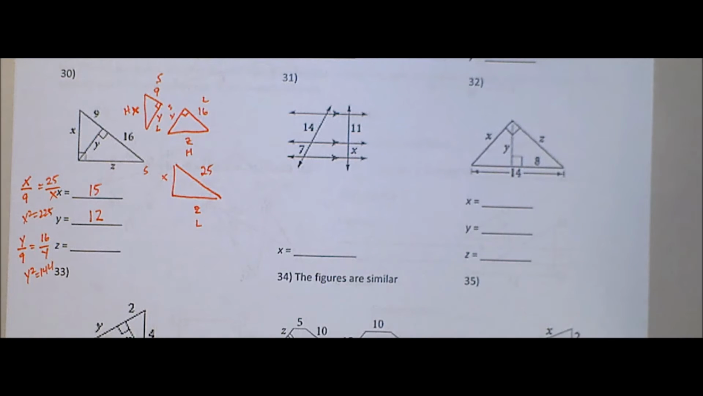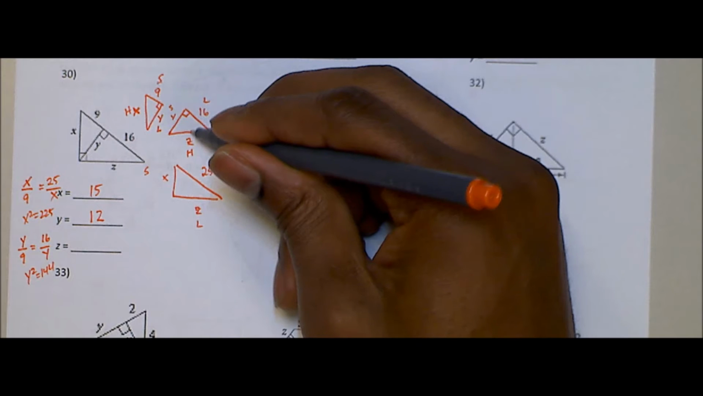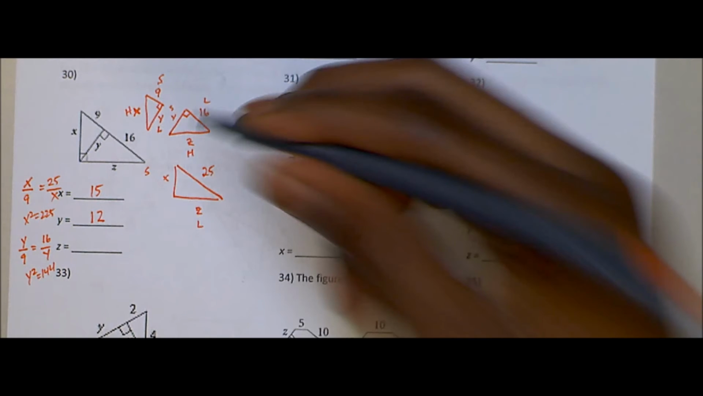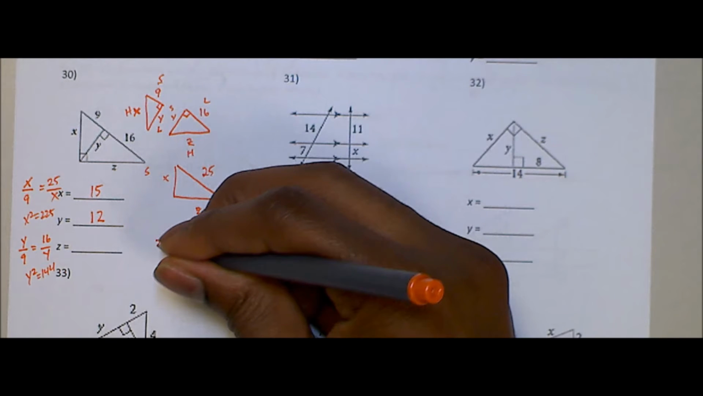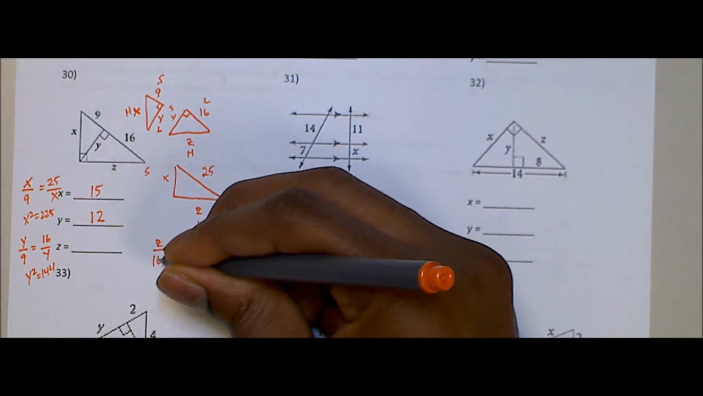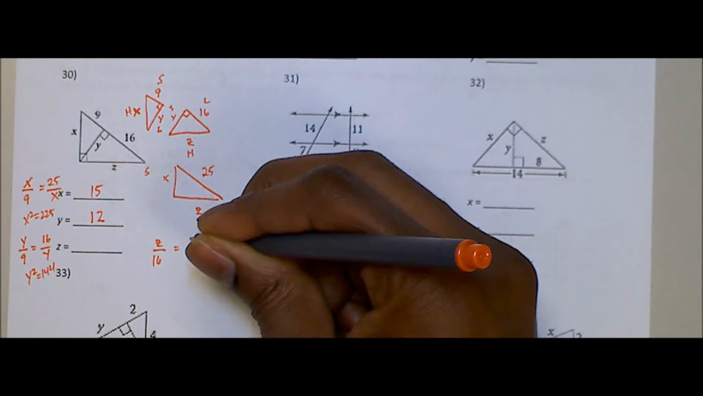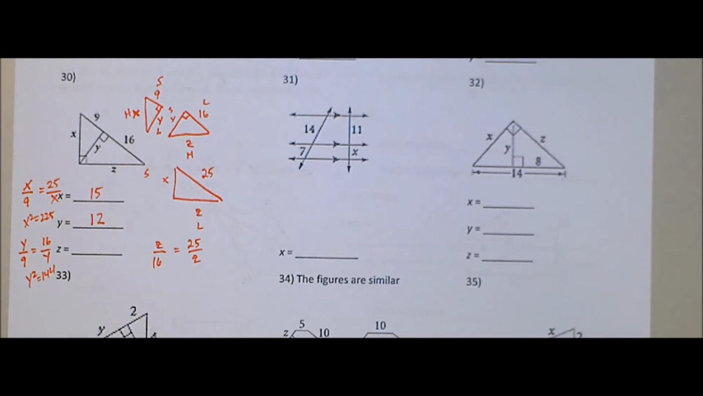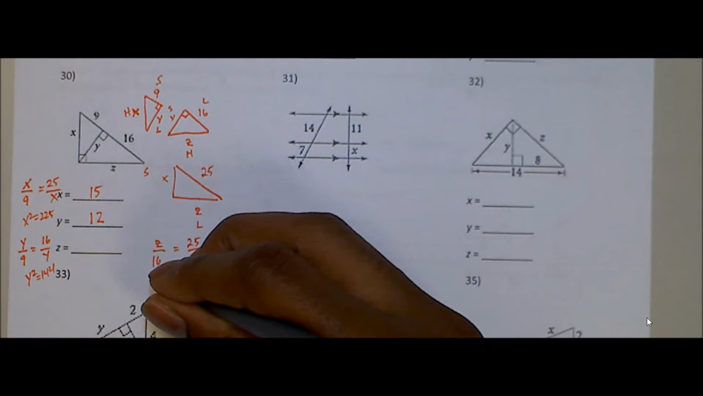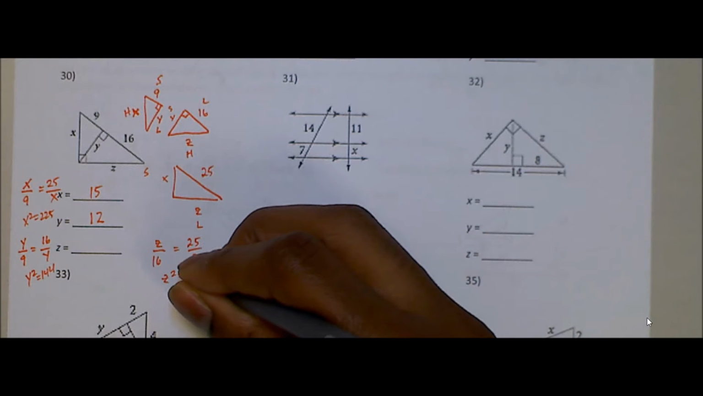Then as we look at z, z is the hypotenuse in this triangle, long side in this triangle. So we'll set up with that as our ratio, hypotenuse over long, z over 16 equals hypotenuse over long, 25 over z. Cross multiply that, 25 times 16, 400. So z squared is 400. Must mean that z is 20.